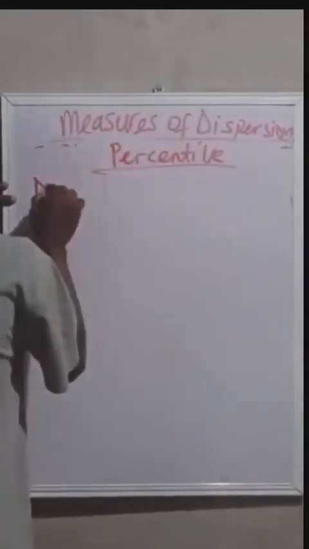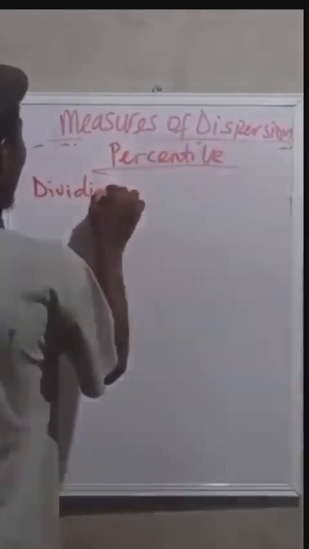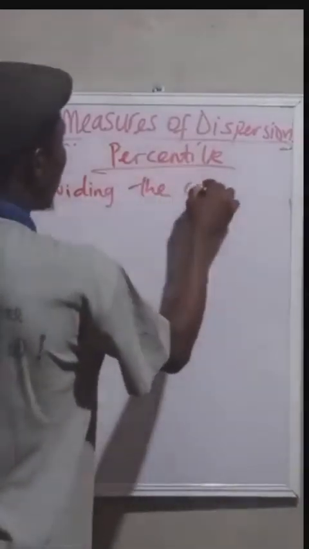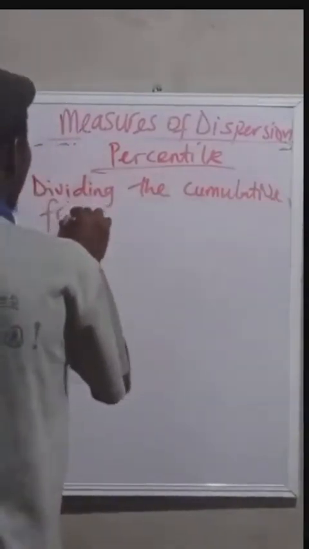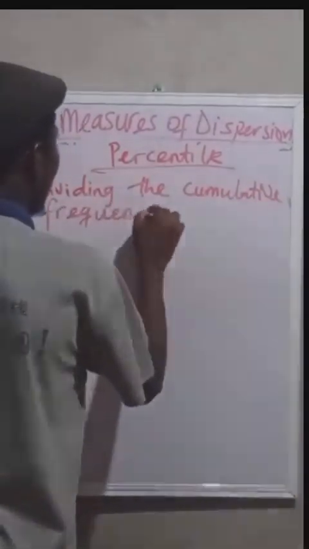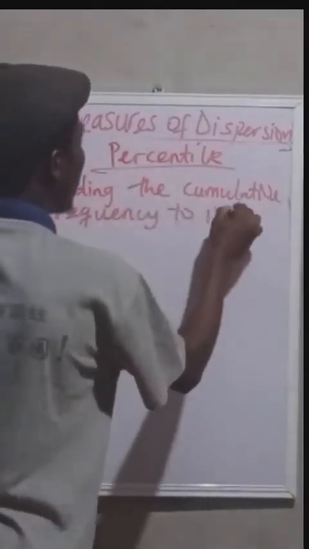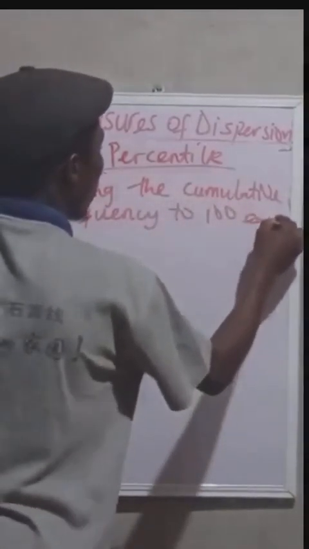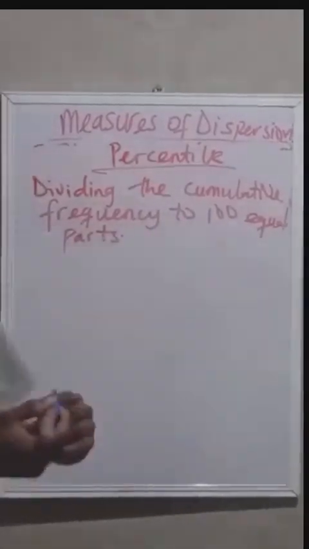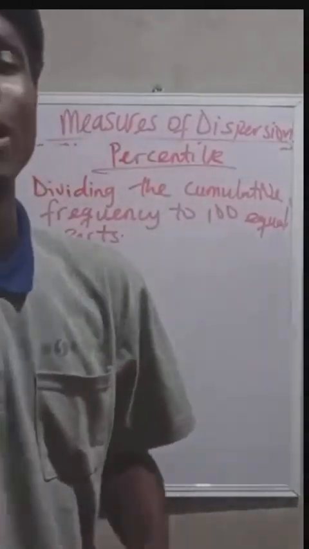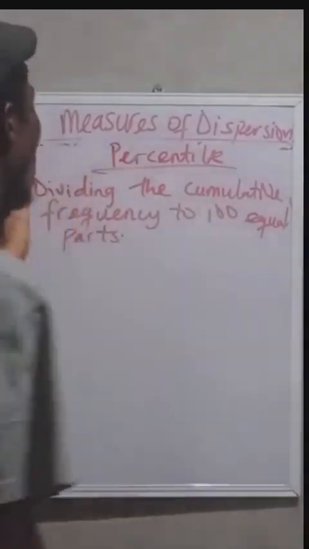How do we do this? Let me write on my board. So dividing the cumulative frequency into 100 equal parts, that's what's going to give you your percentile.